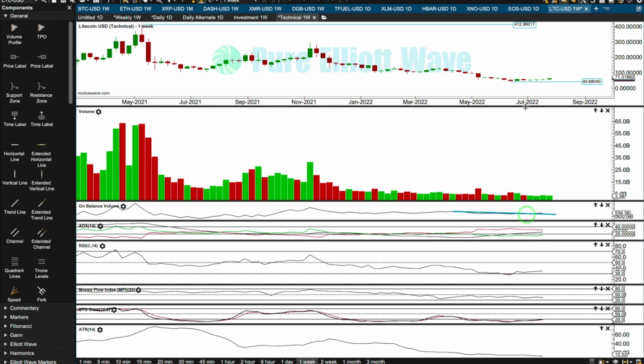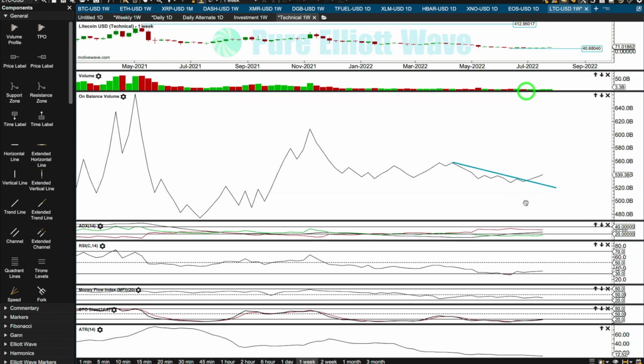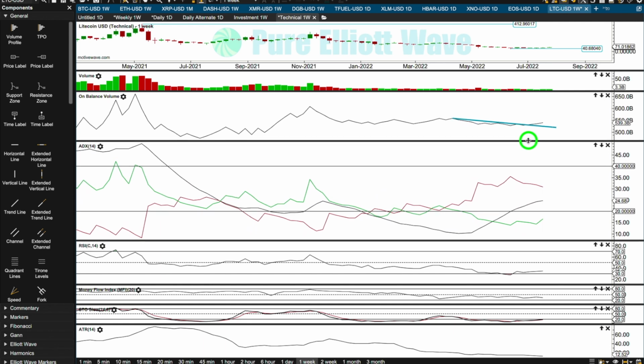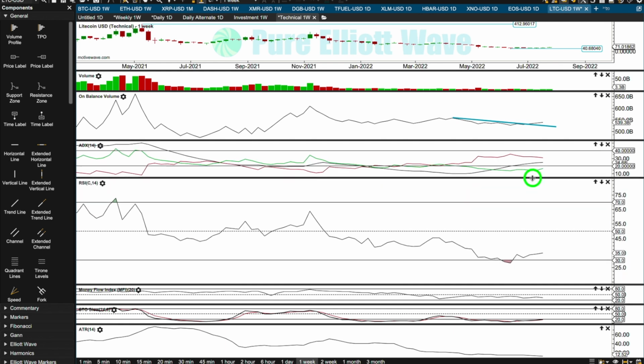Let's take another look at volume and see what that's doing. It's lighter for these upward weeks than it is for these prior downward weeks, so we're not yet seeing an increase in volume for upward weeks. That's a bit concerning for the bullish case for Litecoin. ADX is still indicating a downward trend. Back here it indicated an upward trend which was very extreme. It's caught up with a downward trend which is not yet extreme.